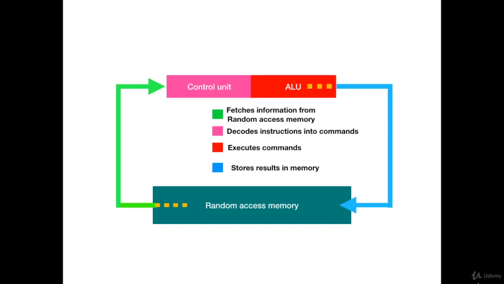To see an ALU in action, let's take a good look at the following diagram. What you see here is what we call the machine cycle. We start off by retrieving instructions from the main memory, or random access memory. Then, the control unit decodes these instructions into a series of computer commands, making it possible for the ALU to execute these commands. Once the ALU has finished executing these commands, it sends the results back to the main memory.